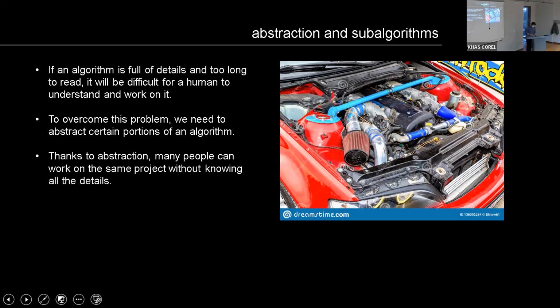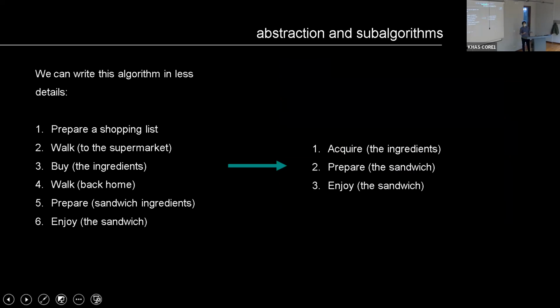This idea will be useful for us when we are finding the abstraction level of our algorithms. Coming back to the algorithm of making a sandwich. So this was the initial algorithm I have given to you. Prepare the shopping list, walk to the supermarket, buy the ingredients, walk back home, prepare sandwich ingredients, and enjoy sandwich. This seems to be detailed enough to give us an idea of what the necessary steps are, right? But you could have written it in much less detail. Acquire the ingredients, prepare the sandwich, enjoy the sandwich. You could have even written it in one sentence, maybe. It all depends on how much detail you need to give, right?